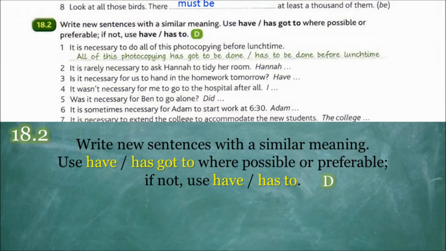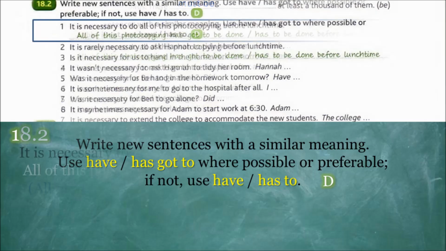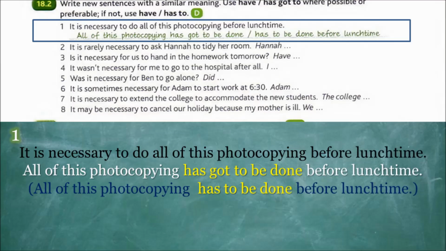18.2. Write new sentences with a similar meaning. Use have got to, has got to, where possible or preferable. If not, use have to, has to. It is necessary to do all of this photocopying before lunchtime. All of this photocopying has got to be done before lunchtime. All of this photocopying has to be done before lunchtime.